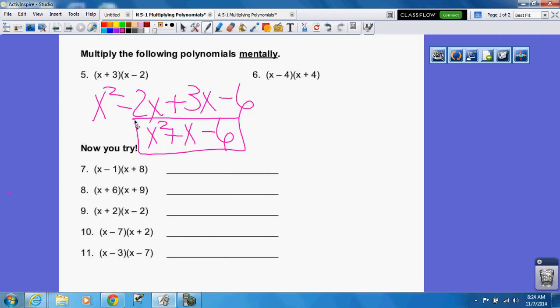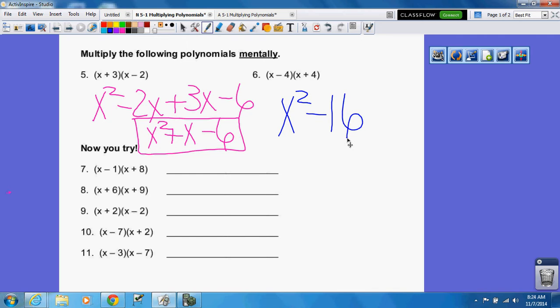Now, when I look at number 6 and multiply those together, I know if I'm just thinking about it, that because I got a positive 4 and a negative 4, at some point in time those are going to end up canceling each other out. So because of that, some of you will be able to just look at that and say, Miss Head, that's just x squared minus 16.